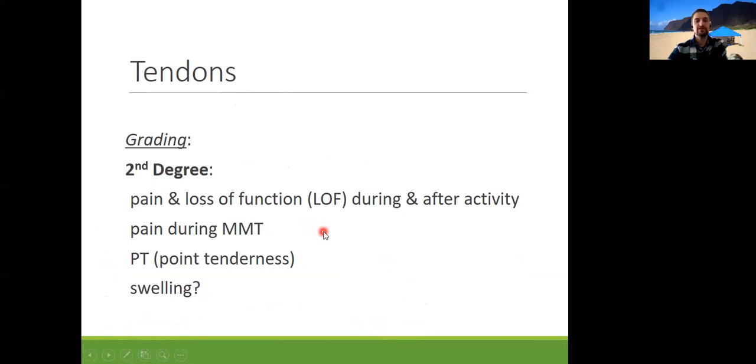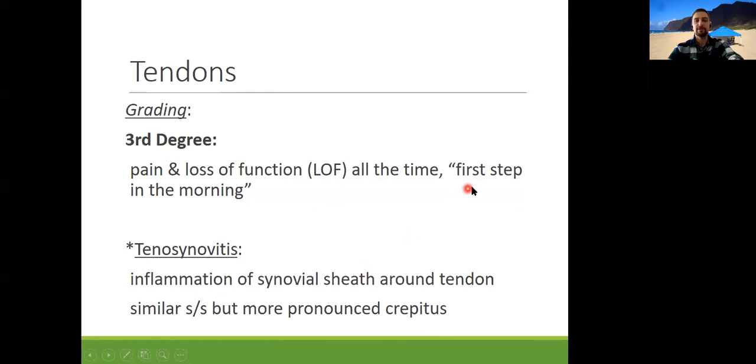With grade 2, it starts hurting during and after activity. So that's the key factor, right? Once it's hurting during or after their activity, and then they start having some dysfunction in their sport or activity. And of course, grade 3, first step in the morning is the worst, and it hurts all the time. So grade 3 tendinopathy, like in the Achilles, is very, very severe. They're probably limping, and they're not able to walk.